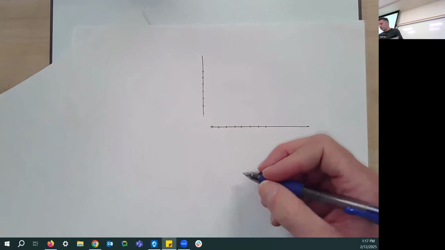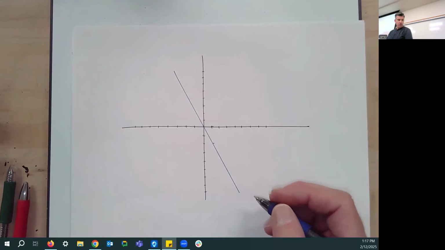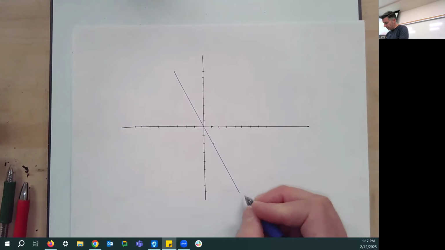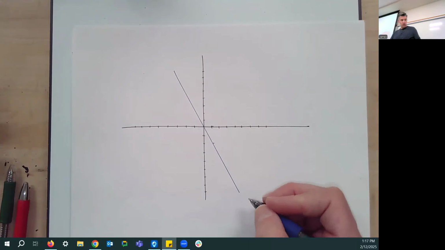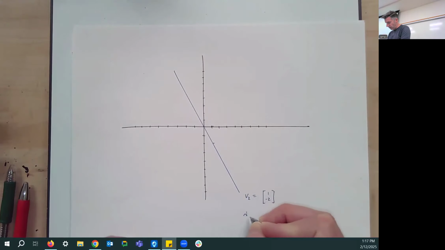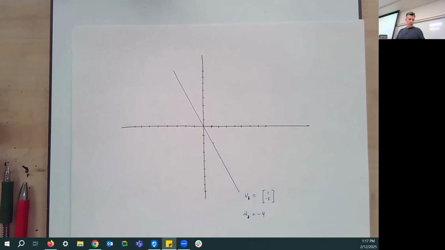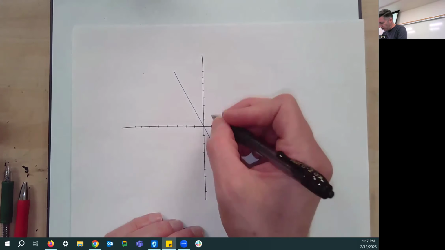A reminder for these lines you draw: don't draw arrows pointing out of the ends, because we might have arrows pointing inward. So there's my eigenline, which corresponded to the eigenvector of 1, negative 2, and the eigenvalue of negative 4. Sorry, I accidentally changed the subscript there. That was my V1 and my lambda 1. And then in black, we'll have our other eigenline, which is over 1 and up 1.